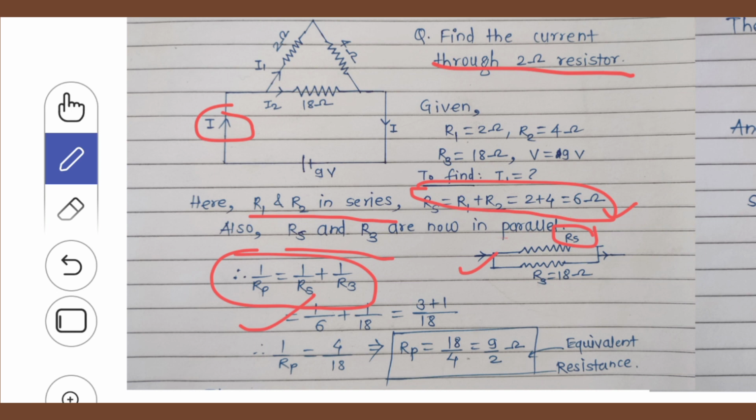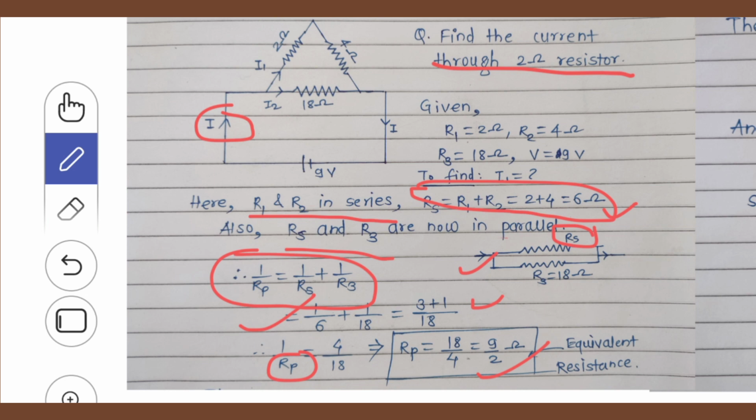If you don't know, there are 2 or 3 methods. The basic method is cross multiplication, another is the LCM method. I have taken the LCM method here. From this solution we get 1 upon RP equals 4 by 18. We want RP, so I will take the reciprocal of 4 by 18, that is 18 by 4, which can also be written as 9 by 2 ohm.